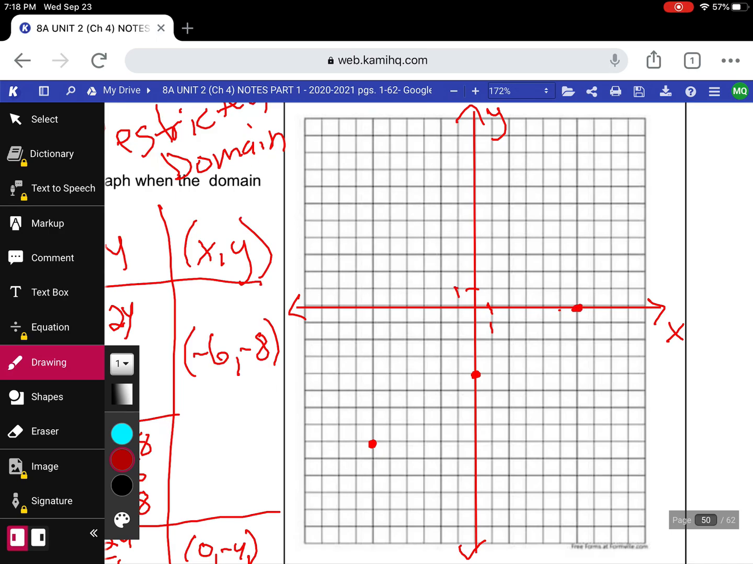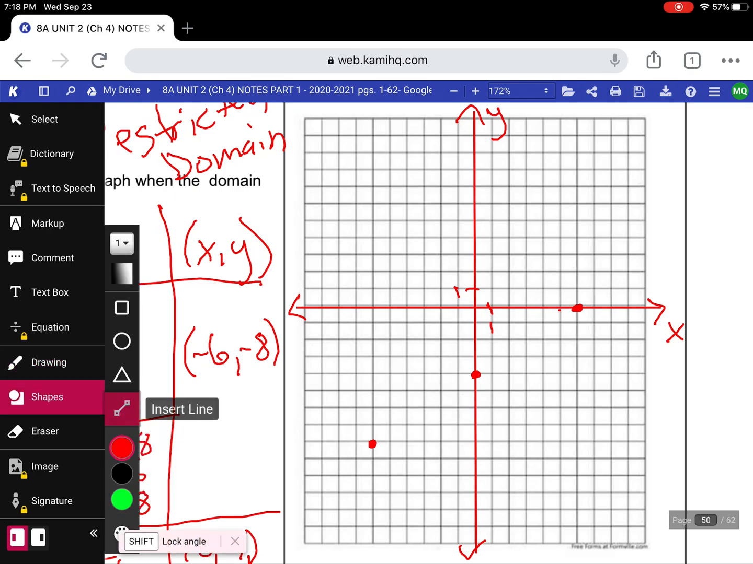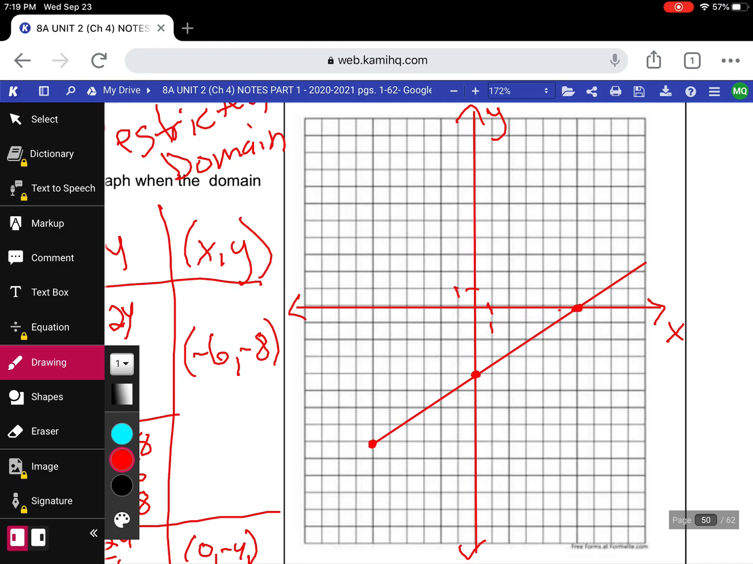Okay, now this is where it's tricky. Because I had that restricted domain and I only want to go from -6 up, I'm going to start here. I'm going to put my line. And I'm only going to have an arrow on one side, just right here. Because I started here, I had a restricted domain, so I'm going to start in this spot, and then I go on up. And I hope you see how that's restricted.